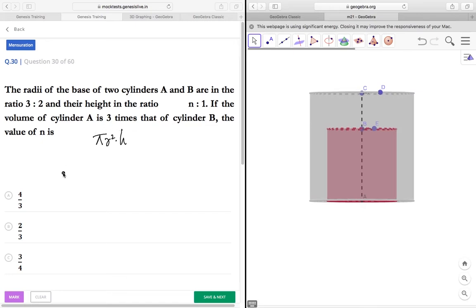Fine. So in this case, for the first cylinder, that is A, this will be pi into r square. I'll take it as 3x square, but I will not take x since we are talking about the ratio, and x on the other side gets cancelled when you are writing it for B as well. So I will directly take it as 3 square, and then height is nothing but n. Now the volume of cylinder A is equal to 3 times that of B. So this will be pi multiplied by 2 square and 1. Hope this is clear. Solving this, you will get 9n is equal to 12, or n will be equal to 4 by 3. Very simple question. Great. We'll go to the next one.